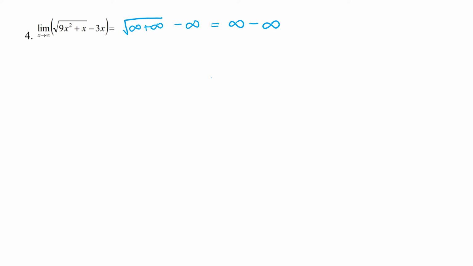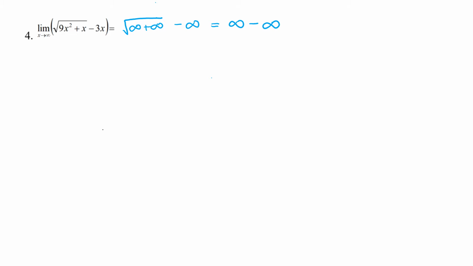Now, we don't really know which infinity is larger. We're not sure if this piece or this piece is getting larger faster than the other. So this infinity minus infinity is indeterminate. A common strategy when you end up with an indeterminate form where you have infinity plus or minus infinity is either to factor or to find some way to turn this into a rational expression.